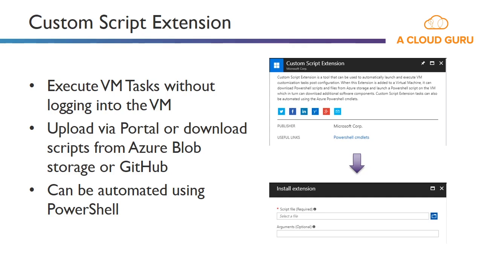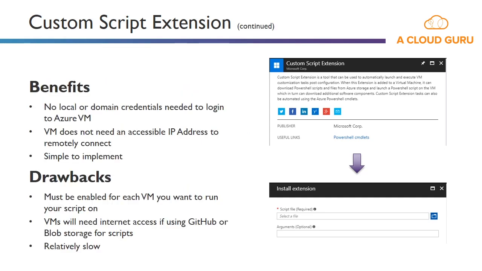We can upload via the portal or download scripts from Azure Blob Storage or GitHub, reference those in the portal, and it's basically going to inject that script into the virtual machine and run it. And this can be automated using PowerShell as well. There are some benefits and drawbacks though.